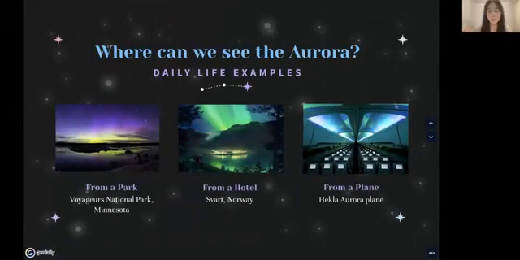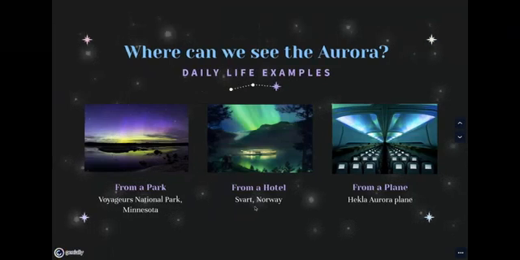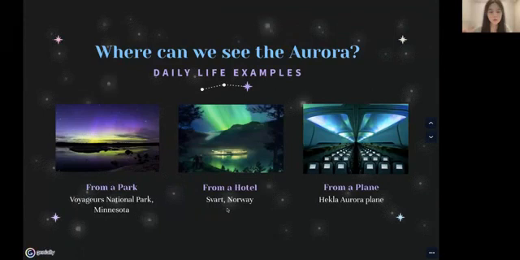So, in our daily lives, where can we see the auroras? We can see aurora from a park. This is a river in the Wanyuan National Park in Minnesota. We can see auroras here. We can also see aurora from a hotel. This is Svart Hotel in Norway. This is the hotel, and when you lie on the bed, you can see aurora in the sky, which is very beautiful and magnificent.